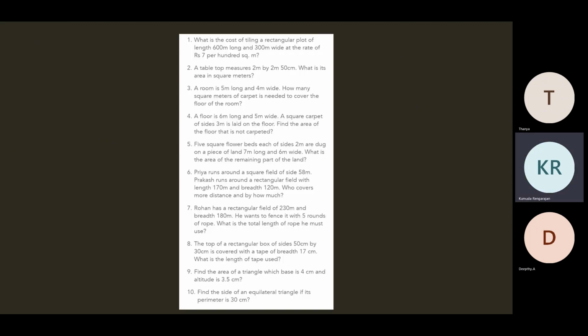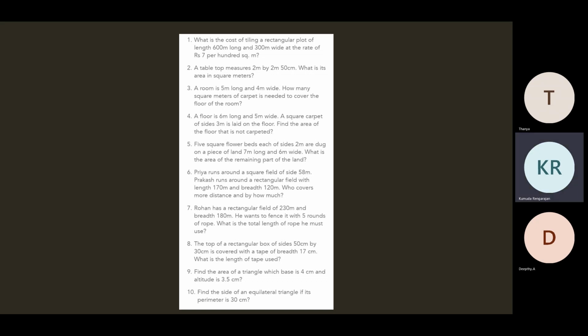A room is 5 meters long and 4 meters wide. How many square meters of carpet is needed to cover the floor of the room? See, when you read square meters, that means meter square. Whenever they say meter square, it means area. When they say the room measures 5 meters by 4 meters, they're talking about the floor. If your room is 5 meters long and 4 meters wide, that means the floor of the room is also 5 meters long and 4 meters wide.